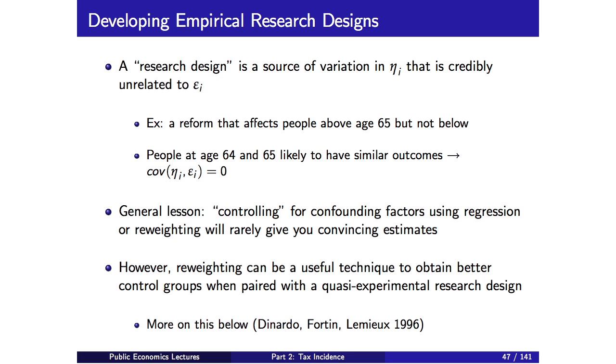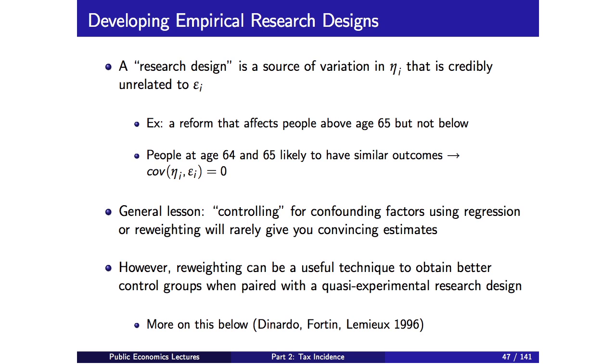So to take one example, suppose I have a reform that affects people above age 65 but not below. So this is a common design that's used to study Medicare, the impacts of Medicare. So what's the idea here? People at age 64 and 65 are likely to have similar outcomes. We don't think that, say, health outcomes are going to vary very sharply with age, okay? And so we can compare just people just below and above this cutoff, and we think it's pretty credible to assume that the covariance of eta i and epsilon i is 0 because you have specified where the variation in the treatment is coming from.